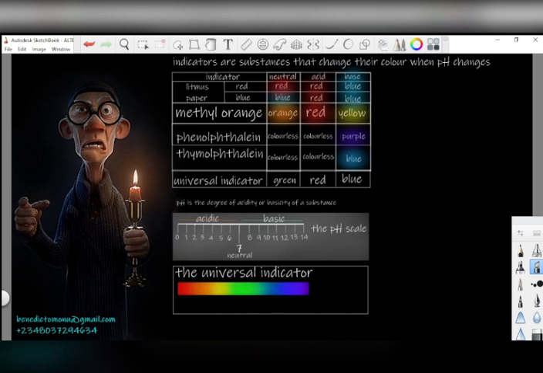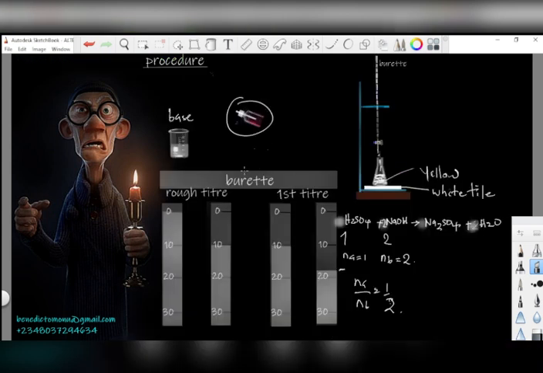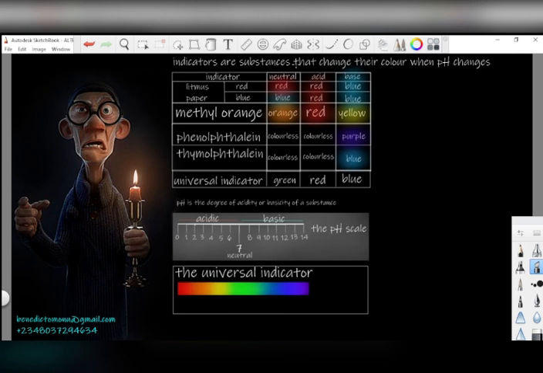The next thing I want us to look at here is indicators that we use in titration. You already remember, I told you that we use indicators in a bottle. What are indicators? Indicators are substances that change their color when pH changes. They're usually made from flower petals. Common indicators we have in chemistry are litmus paper, which can be red or blue, methyl orange, phenolphthalein, thymolphthalein, and universal indicator solution or paper.